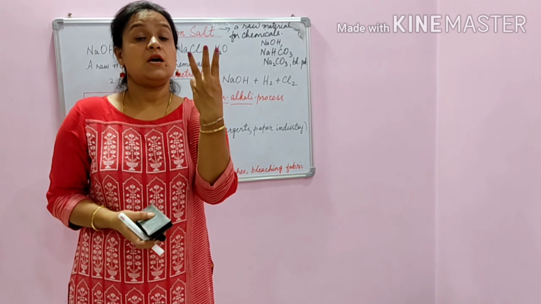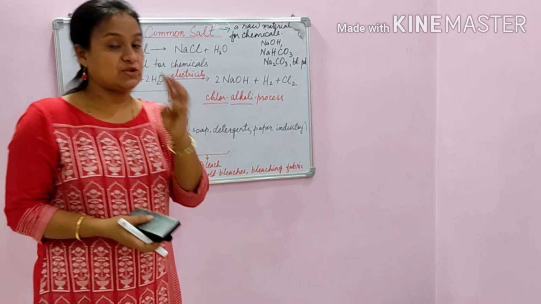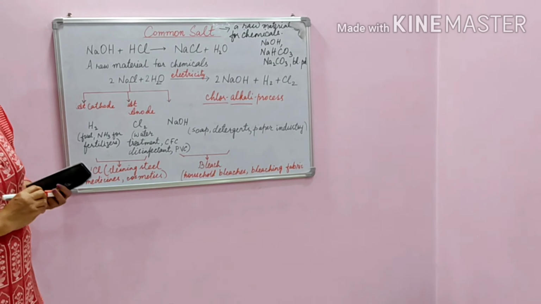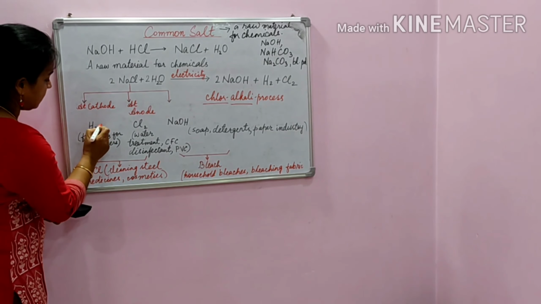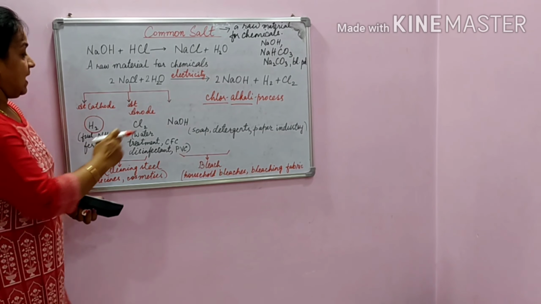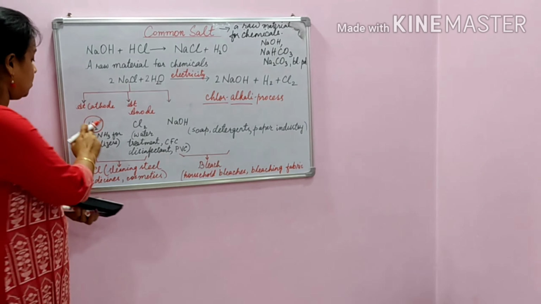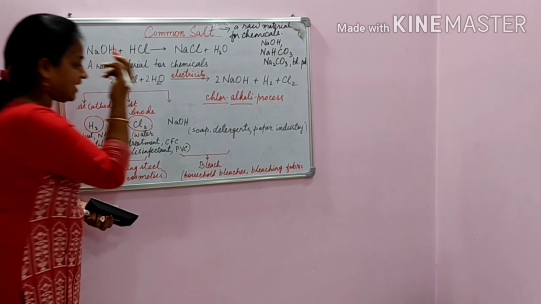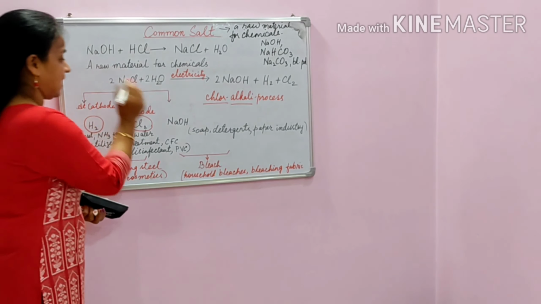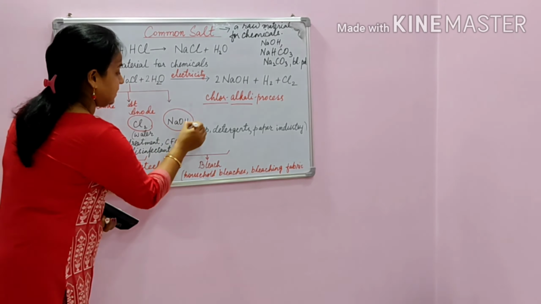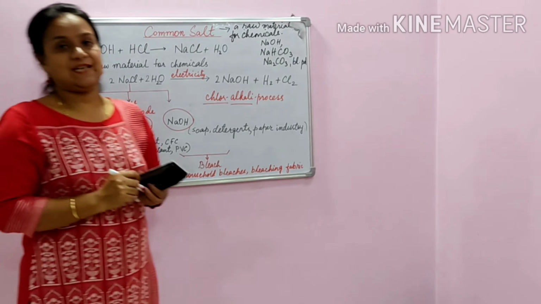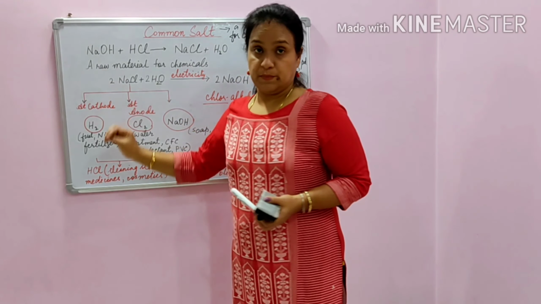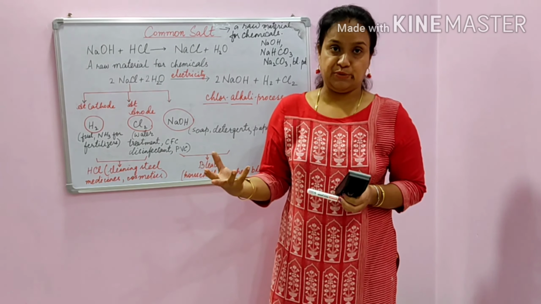And see, we are getting three substances from this. At the cathode, we get hydrogen gas. At the anode, we get chlorine gas. And just near the cathode, we get the alkali sodium hydroxide. So we are getting three components here, and all these components are individually also important.